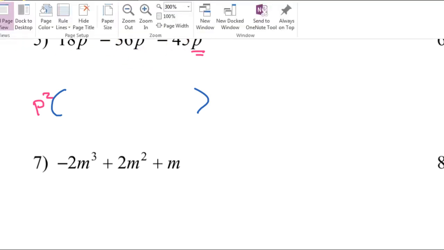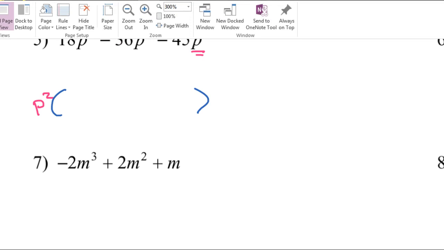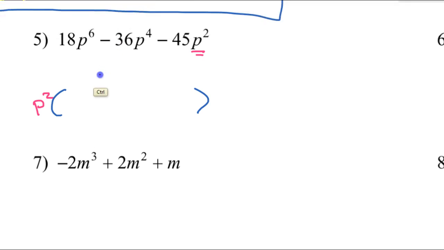Now, if you don't know your multiplication facts, and you always reach for a calculator when somebody says, what's 45 divided by 5? If you reach for a calculator for that, then you're going to have a hard time with this concept, and I'm not really sure what to tell you. You really need to know your multiplication facts. Anyways, all of these are divisible by 9. So I'm going to bring this 9 out. Boom. So this is going to be my GCF, probably.